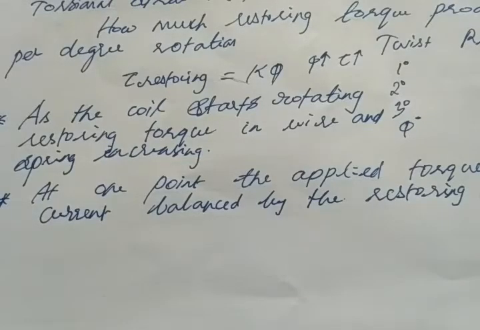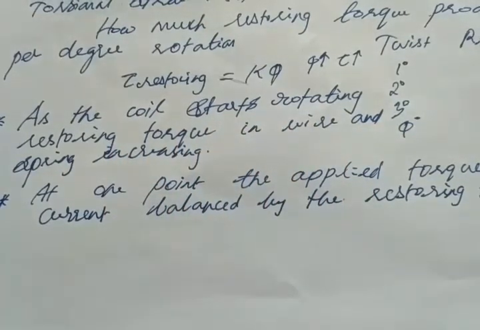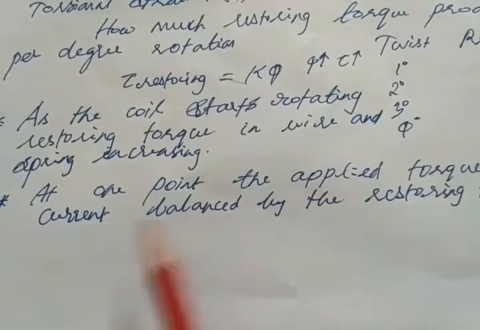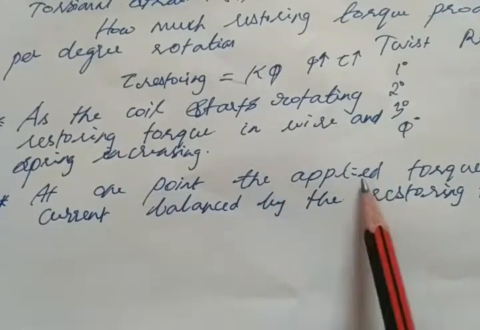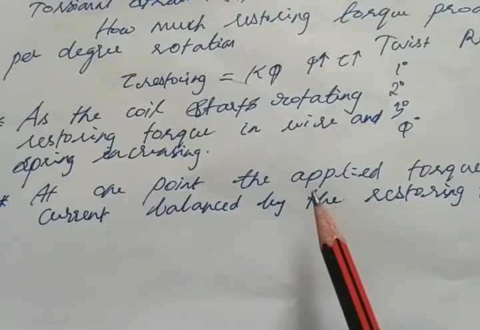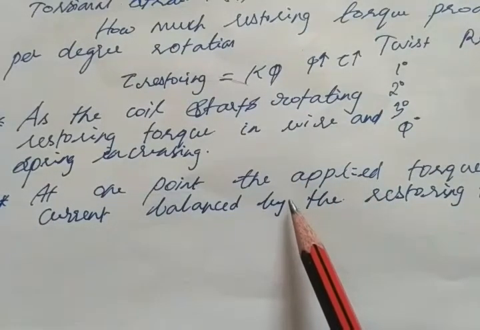As the coil starts rotating, restoring torque in the wire and spring keeps on increasing. At one point, the applied torque due to current is balanced by the restoring torque. So why is torque produced? Torque is produced because of the current supplied, the input current. So at this position, the torque produced by the current is equal to the restoring torque.